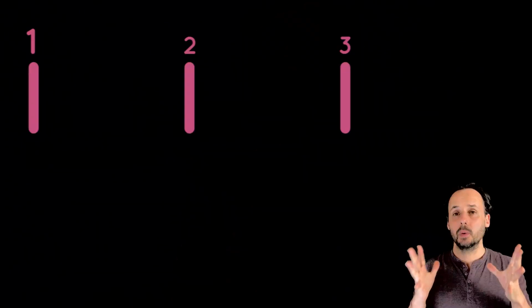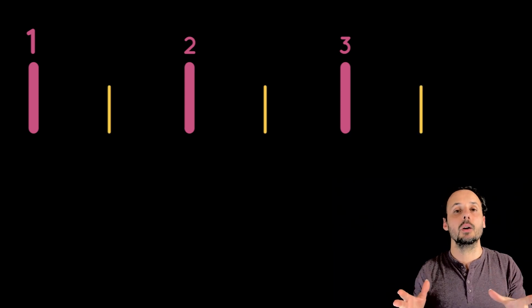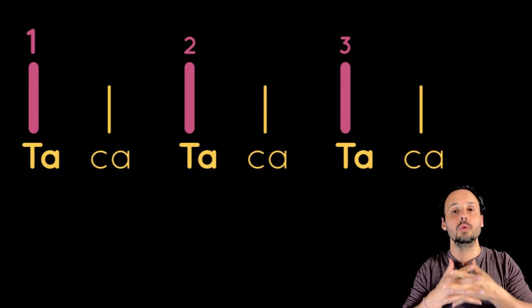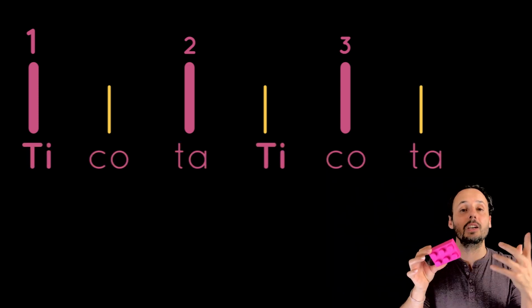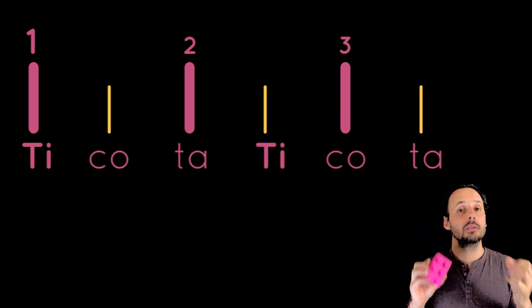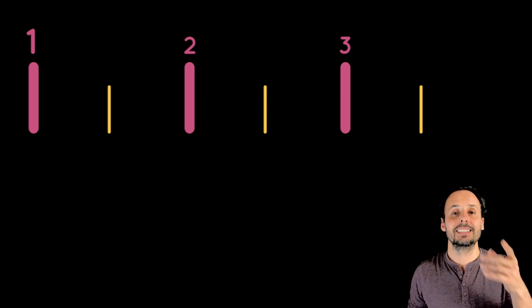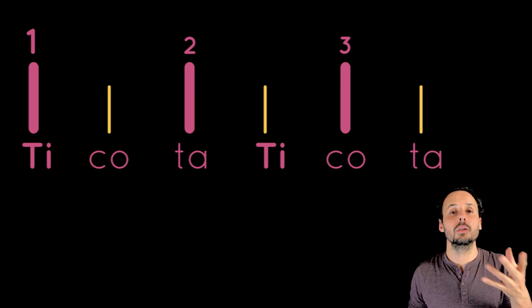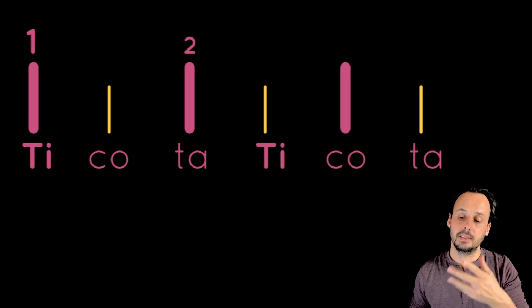So how does it work? We keep the same flow rate, the binary subdivision, but instead of accentuating every 2 notes, we accentuate every 3 notes using the ticota cell. It sounds like this. 1, 2, 3. Ticota, ticota, ticota, ticota, ticota, ticota.